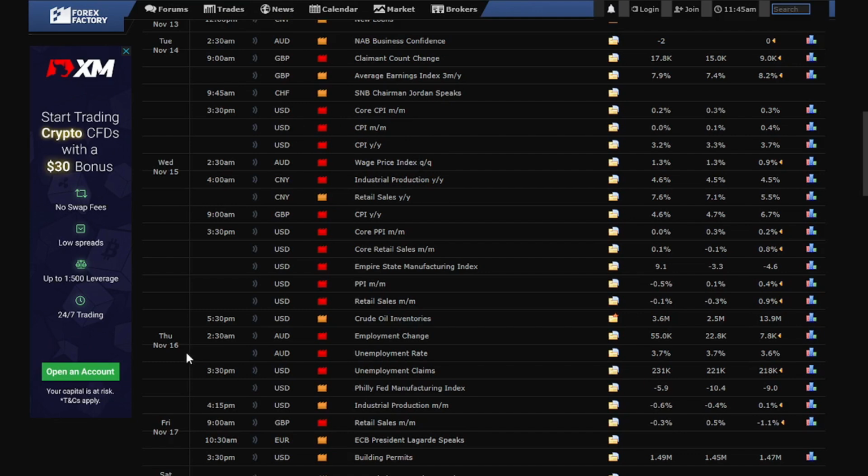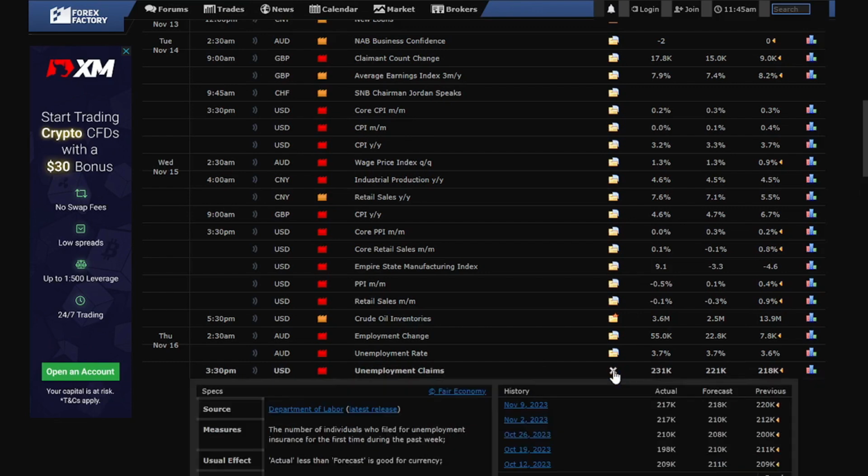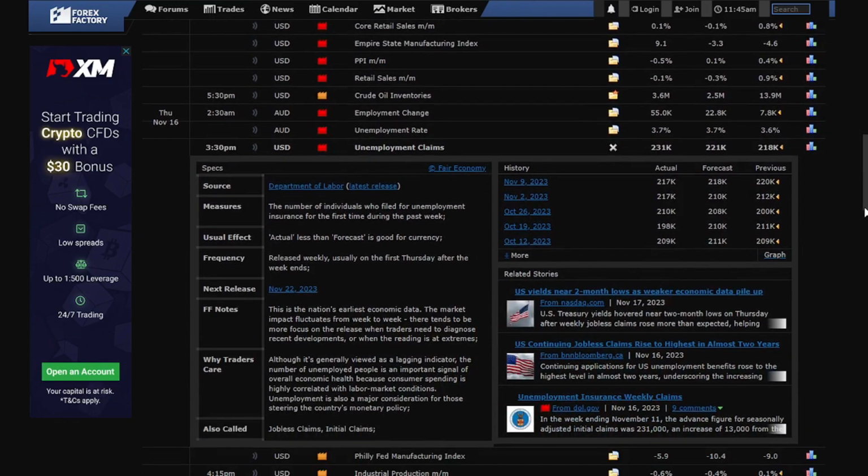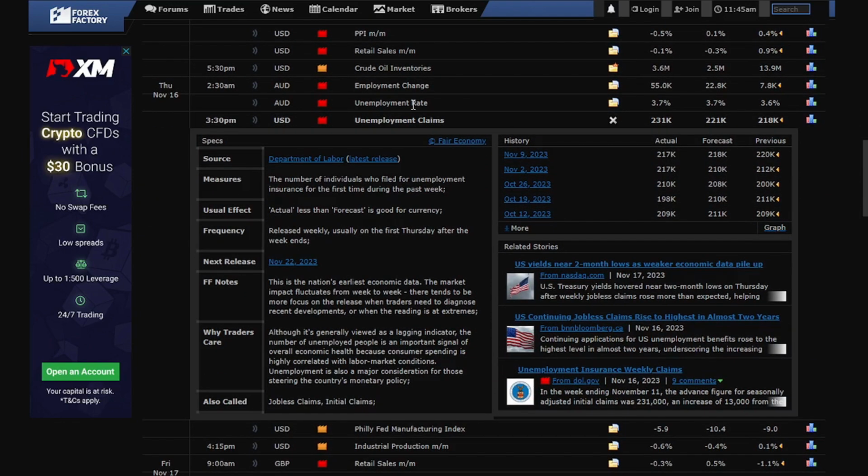In this case, on Thursday, November the 16th, we had news on the US dollar, which is unemployment claims. Guys, now let me go into details on how to trade this unemployment claim. Unemployment claims is the number of people that have filed for unemployment in the US. Now as you can see, this one is the previous, this one is the forecast and this one is the actual. So on this day it was good for the US dollar because what came out is bigger than what is forecast. So now okay, let's go to the details of the news.